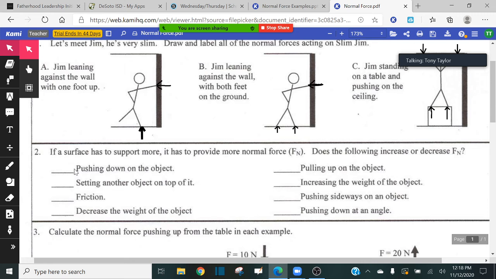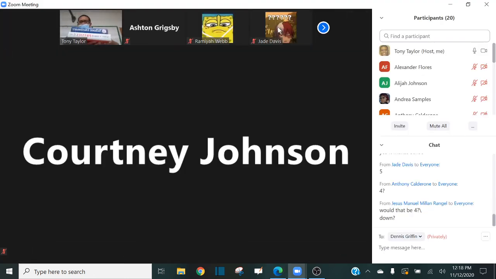Pushing down on an object increases the normal force between those two surfaces, right? Remember how I said that if you have a book, and if I push down on the blue book, that increases the magnitude of the normal force between these two surfaces. So we talked about that.